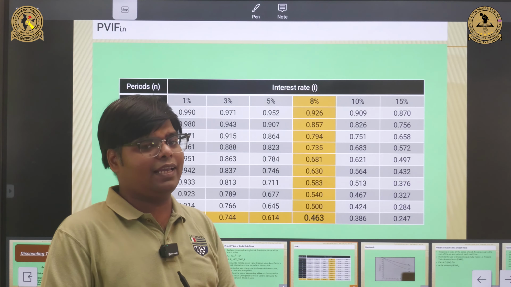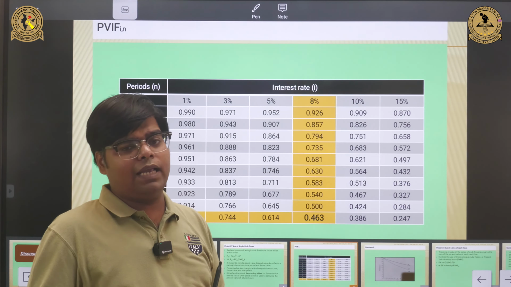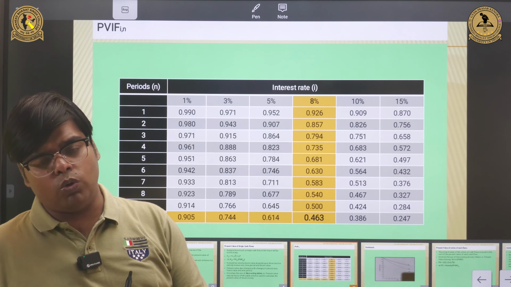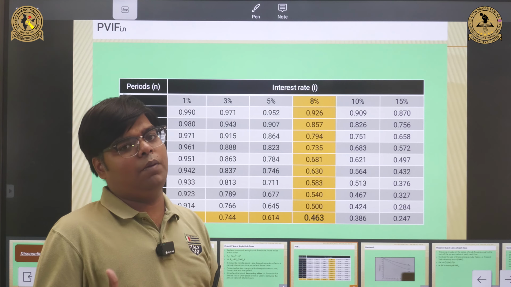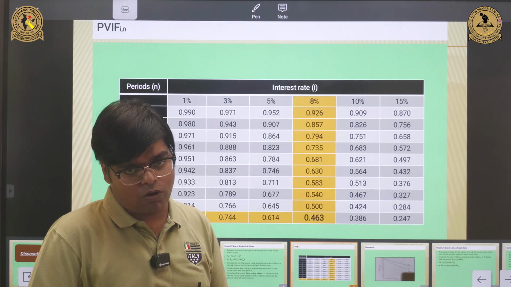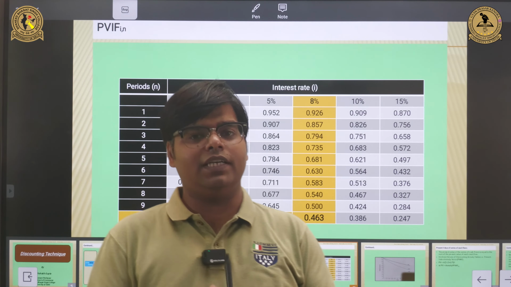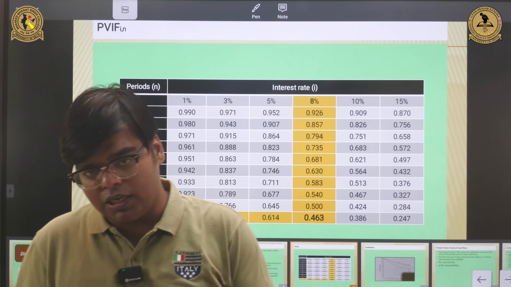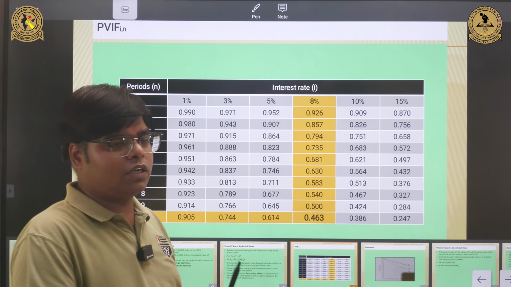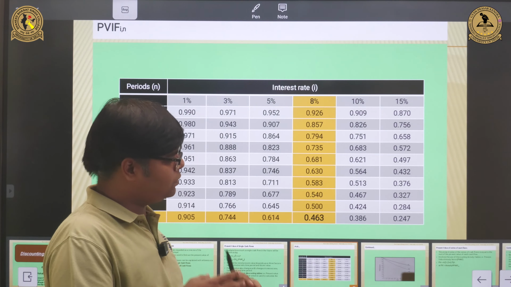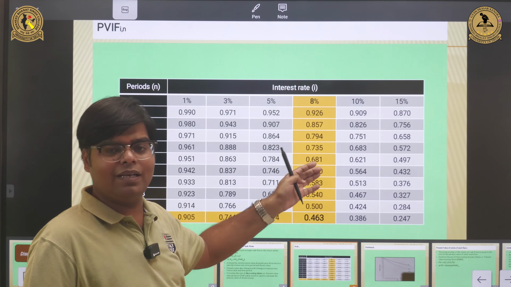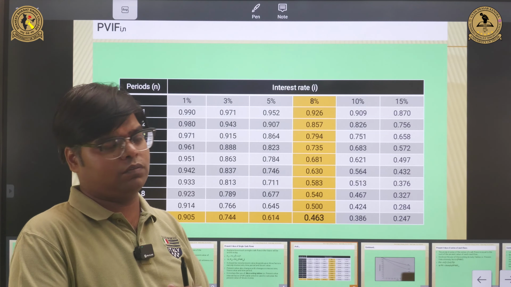In other words, I can say the more time separates you from your liquidity, the more it will impact the value. The longer the waiting time, the lesser will be the liquidity and the more it will impact the value, which means lesser will be the present value of future cash flows.